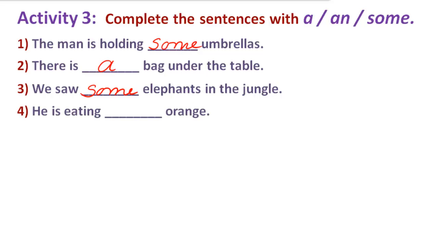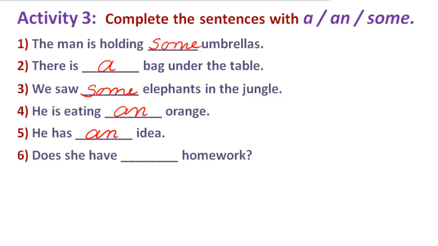Number 4. He is eating an orange. And orange here is a countable noun, but it is singular. We have to put an as the word begins with O, the vowel O begins the word. Number 5. He has an idea. An idea begins with I and it is a vowel, so we have to put an. He has an idea. Number 6. Does she have some homework? And homework is a non-count noun, so we have to put here some because some can be used before countable and non-count nouns.